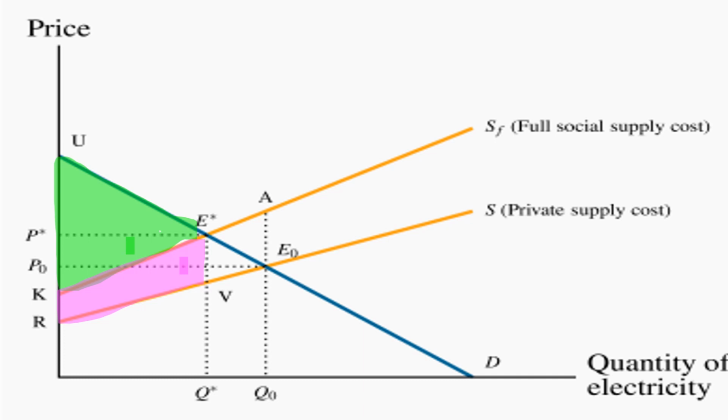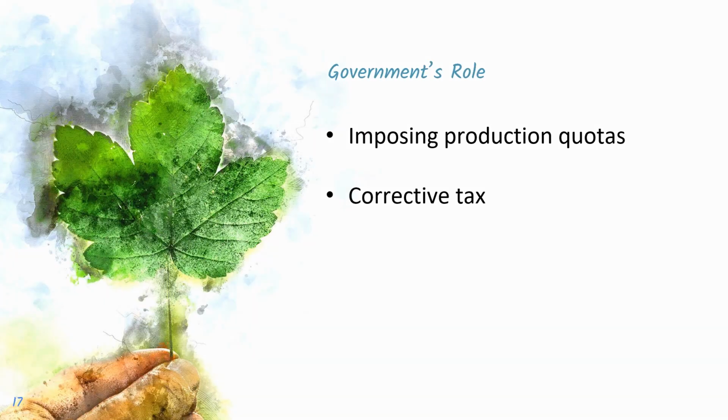So now the question arises: how can government policy influence the market to produce the amount Q asterisk rather than Q naught? Well, this can be done by imposing production quotas for each firm, or a corrective tax can be imposed on a good whose production causes the externalities.